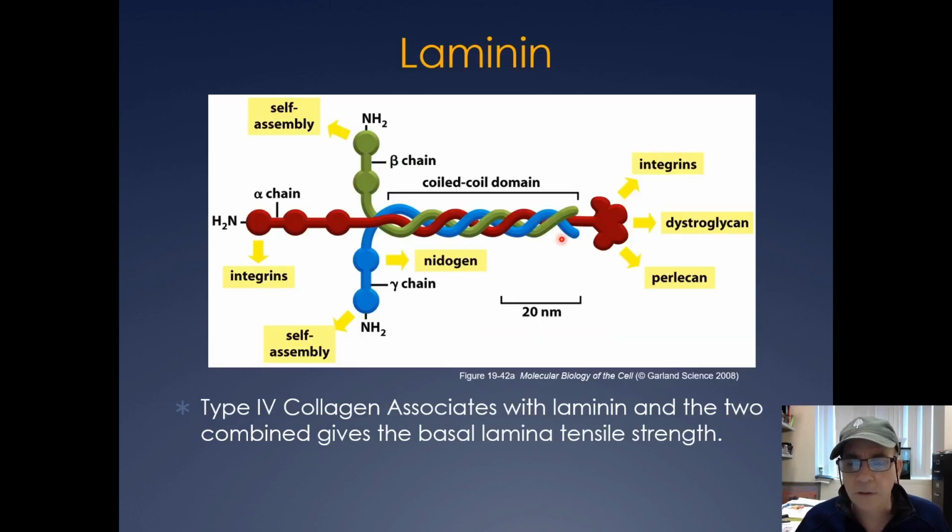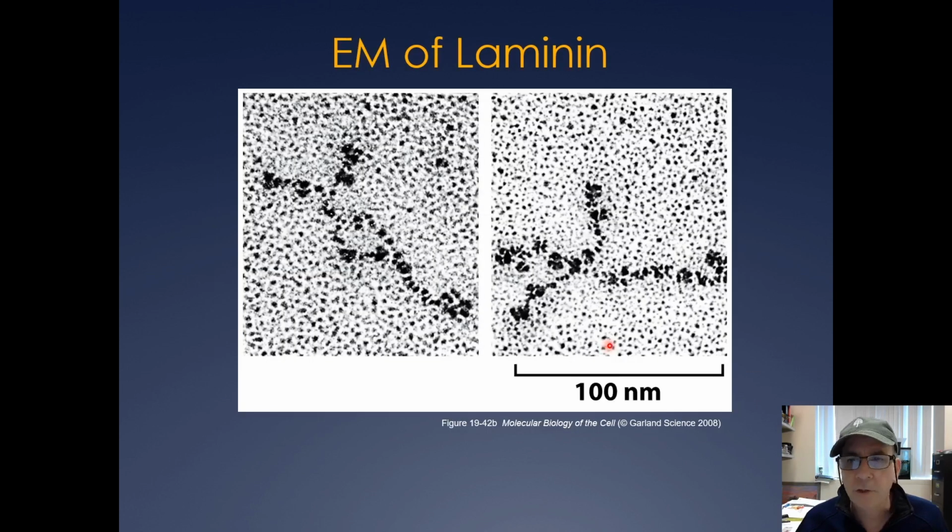Here's the structure of laminin, and it forms this triple helix with the coiled-coil domain, and it's 3 chains: the alpha, the beta, and the gamma. These self-assemble and can attach to integrins or other things in the extracellular matrix, like type 4 collagen and things like that. Here's just an EM of it. Once again, you can see the coiled coils sticking out.